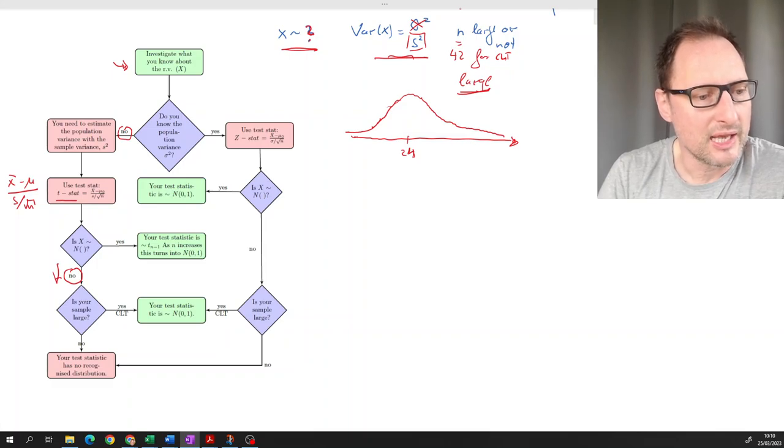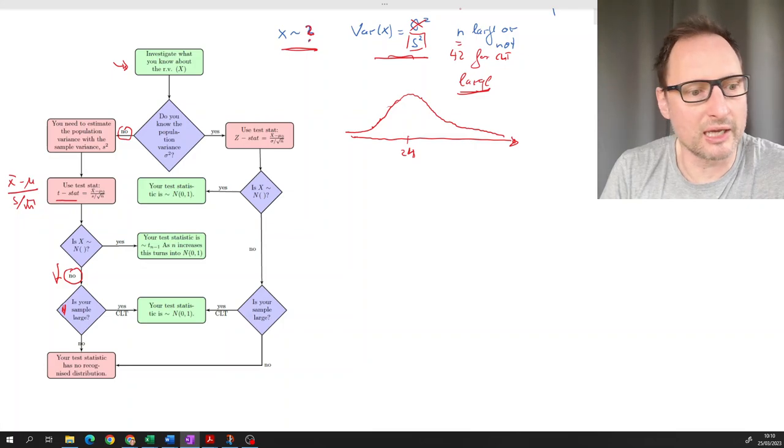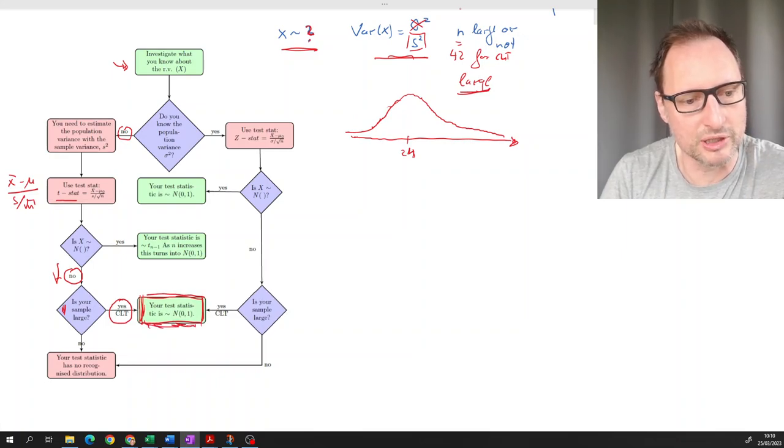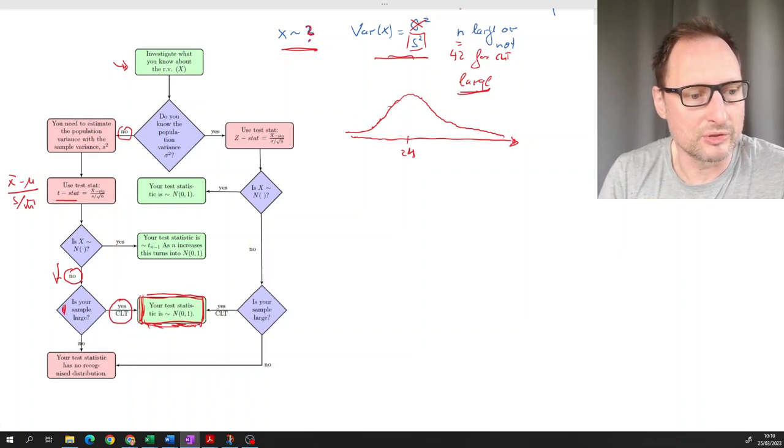Next question, is your sample large? Now, we decided for our purpose, the sample is large. Yes, we can apply the central limit theorem. So here we come to our conclusion. Our test statistic is standard normally distributed thanks to the central limit theorem. So we will use the standard normal distribution to calculate our p-values.